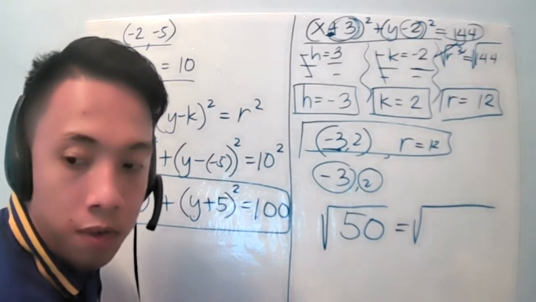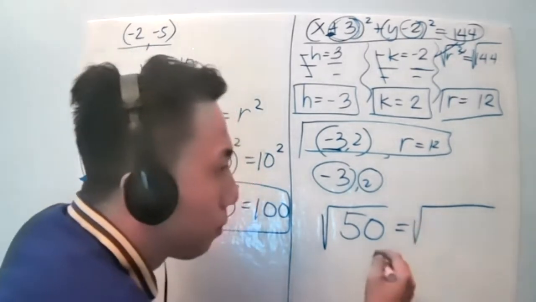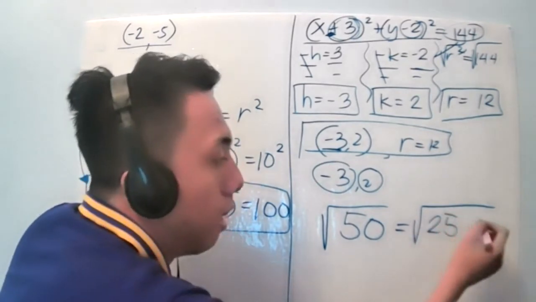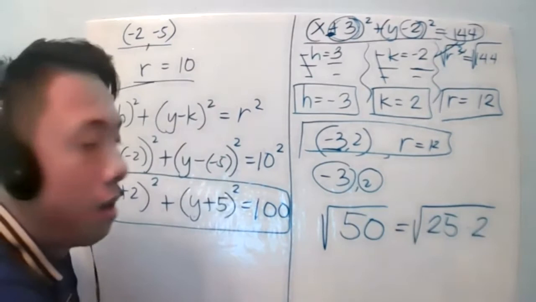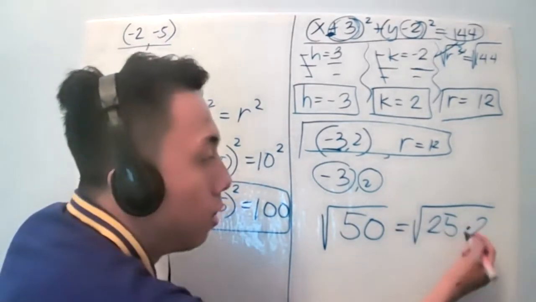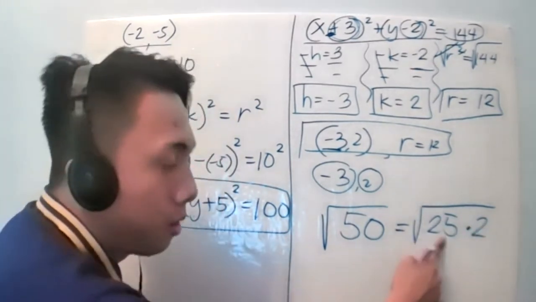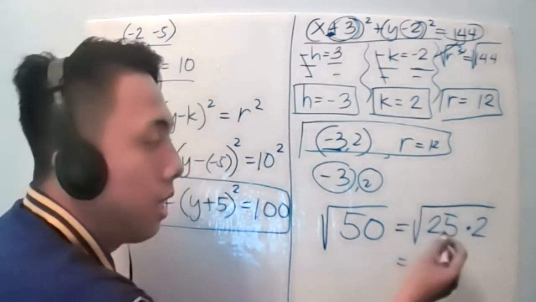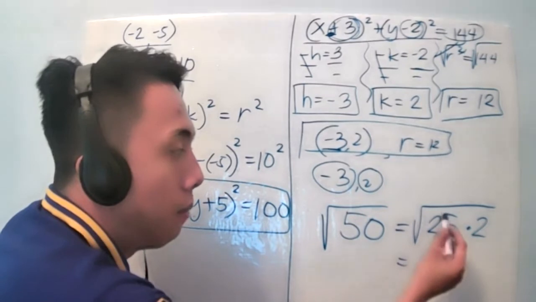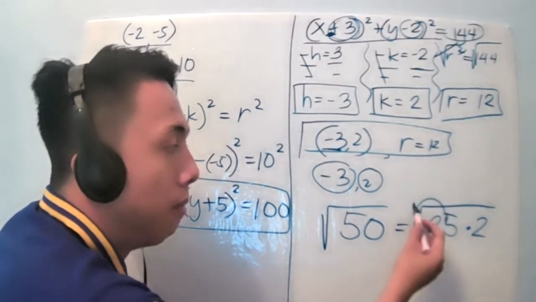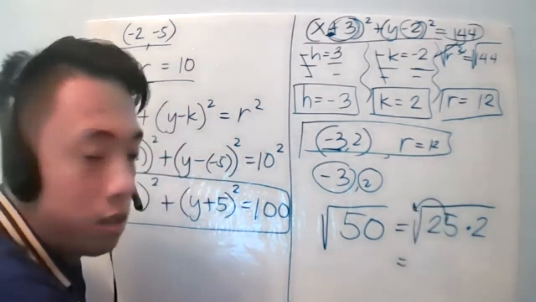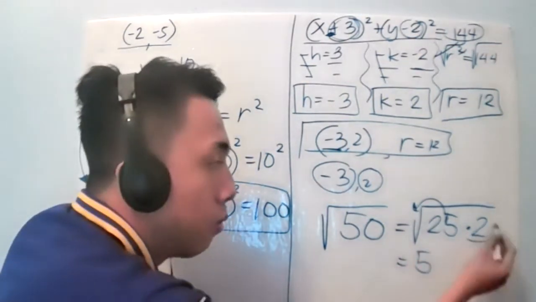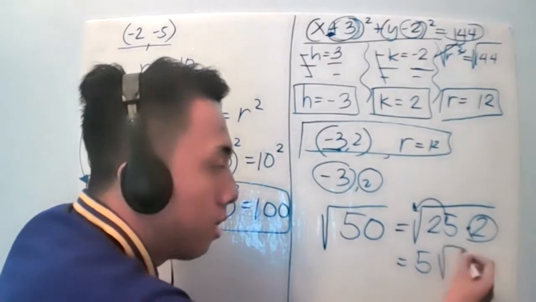Ano yung factors ng 50? We have 25 and 2. Tama? 25 times 2 is 50. 25 is a perfect square, 2 is not. So we can bring out 25 by finding its square root. Ang square root ng 25 is 5. Since this one is not a perfect square, it will stay inside.